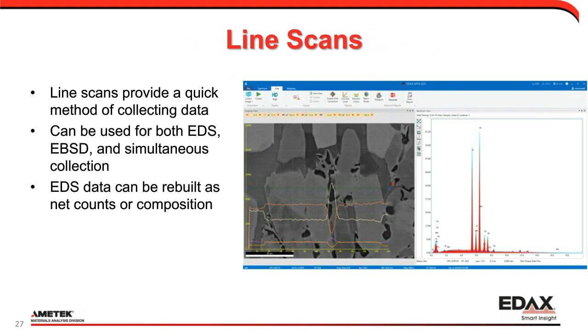Line scans are something we've put in for EDS and for EBSD. We can go in and get quick information. That's why I selected it for efficiency, just across the surface. So this is looking across some grains of material, just looking at the EDS data across a line profile. That EDS data can be shown as net counts or composition percentages, weight or atomic percent.